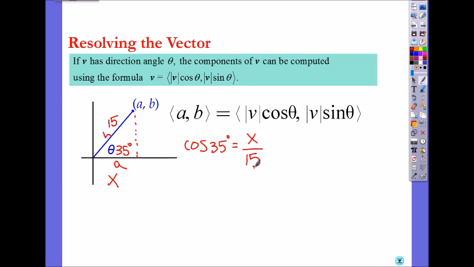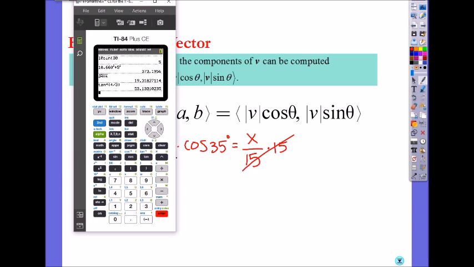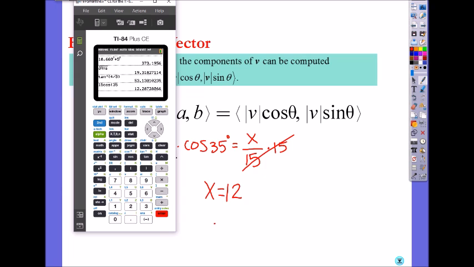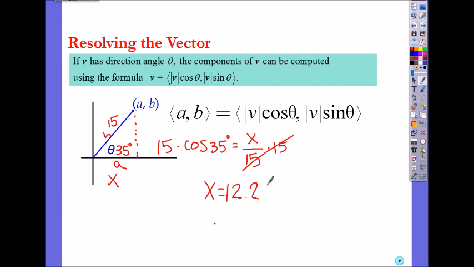So then if you're solving for x, what would you do? Multiply by 15 on both sides. So you get 15 cosine of 35, which is 12.287. So x equals 12.287.